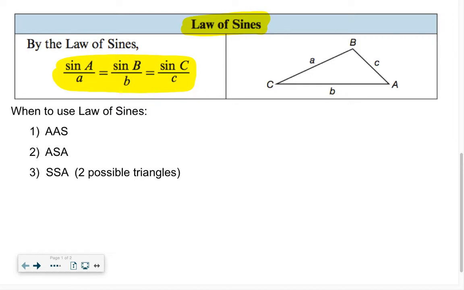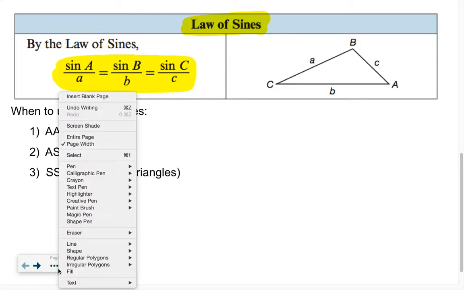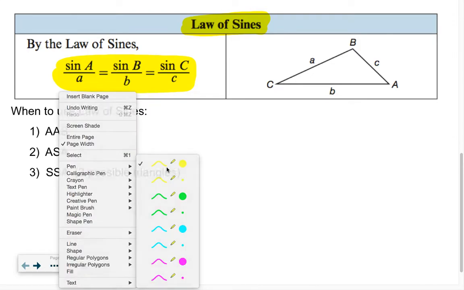And that's because we have 3 angles and 3 sides. So understand, when you do these, you may only have sine of A over A, sine of B over B. You may only have A and C, or you may only have B and C. And that's okay. You only need 2 set equal to each other. When can we use the law of sines? You need to plug this into your notes as well.